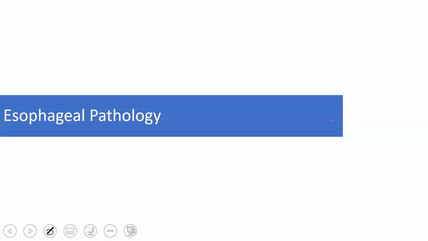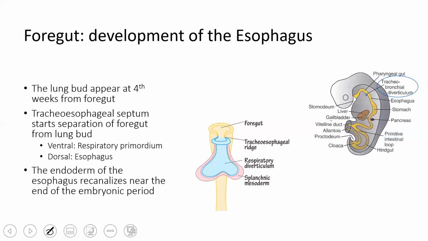Okay, let's talk about esophageal pathology now. The esophagus starts as early as the lung bud. The esophagus and the lung develop from the foregut, correct? We discussed it. The lung bud develops from the foregut, initially like a diverticulum, and then the lung bud starts to develop in two portions.